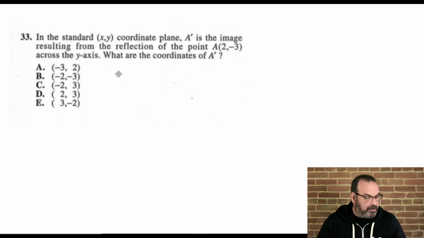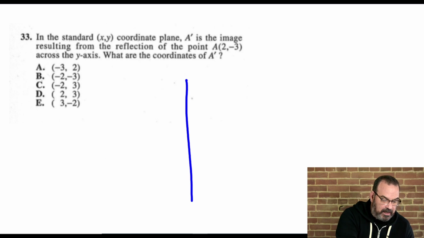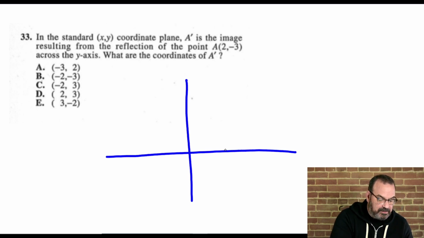I should have set this up a little bit better. All right, on reflection. In the standard xy coordinate plane, A prime is the image resulting from the reflection of the point A (2, negative 3) across the y-axis. What are the coordinates of A prime? So let's take the xy plane, and A is 2, negative 3.